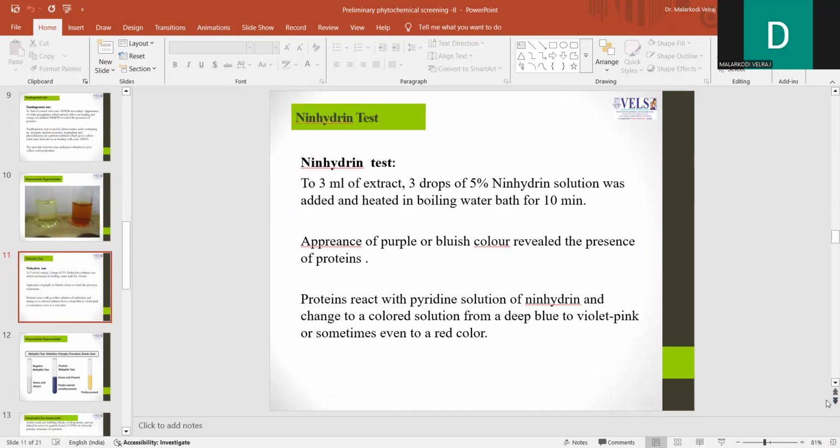Ninhydrin test. To 3 ml of extract, add 3 drops of 5% ninhydrin solution and heat it in a boiling water bath for about 10 minutes. Appearance of a purple or bluish color reveals the presence of proteins. Proteins react with the boiling solution of ninhydrin and change the color of the solution from deep blue to violet, pink, or sometimes even red.